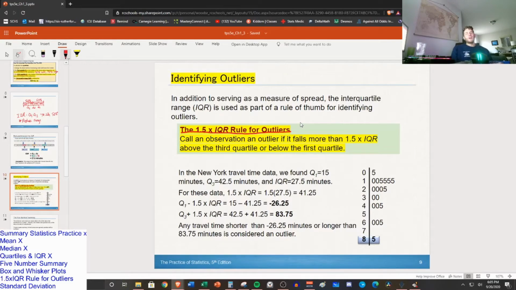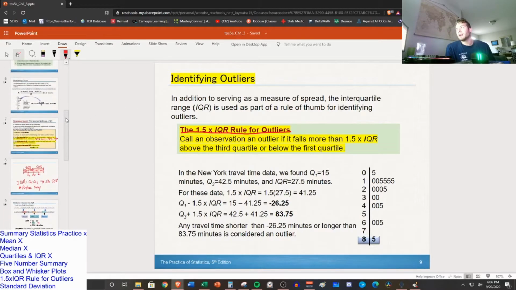All right. So we call an observation an outlier if it falls more than 1.5 times IQR above the 3rd quartile or below the 1st. So this is what's going to happen moving forward. We're no longer just going to be guessing if it's an outlier. If the question doesn't give us the information we need, then we will guess and just say it looks like it. But if we have data, we are going to identify very clearly the outliers, okay? And this is how we're going to have to do it. The 1.5 times IQR rule.